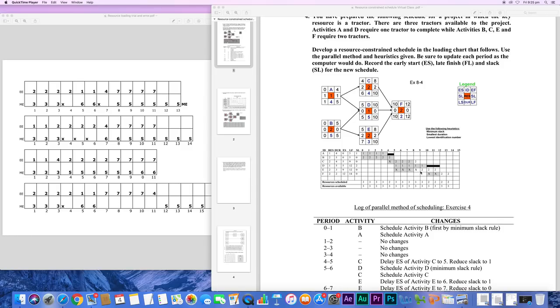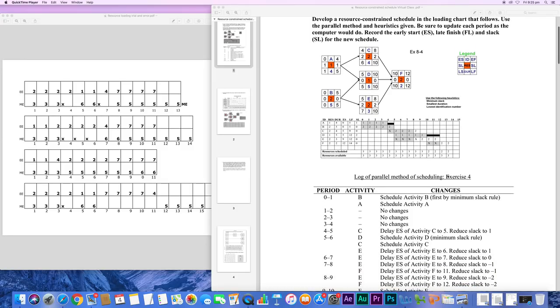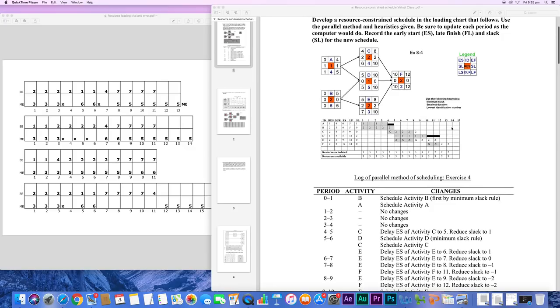Now activity E is starting in week 9. It's lasting 3 weeks. And that's pushing activity F to start, instead of in period 10, in period 12. So the whole project will be finished at week 14, and previously it was finishing at week 12.